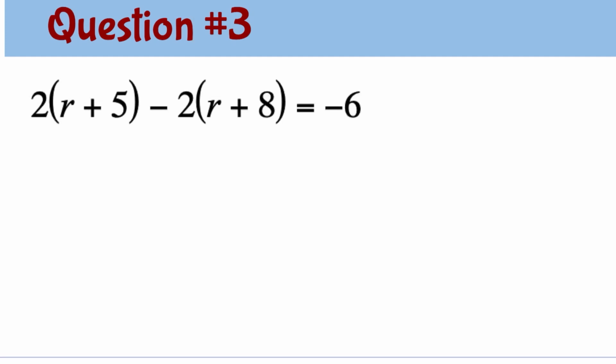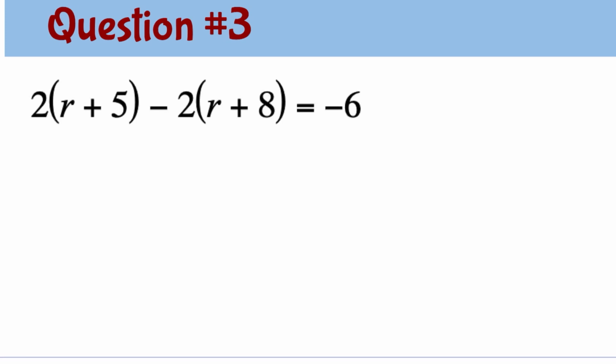Question number 3. We have 2 times the quantity r plus 5 minus 2 times the quantity r plus 8 is equal to negative 6. So in this equation, we need to distribute first the 2 to the r plus 5, and then negative 2 with the r plus 8, and then combine like terms.